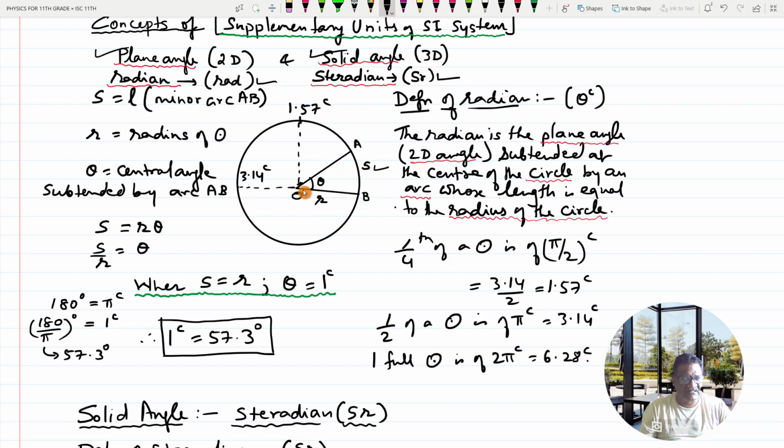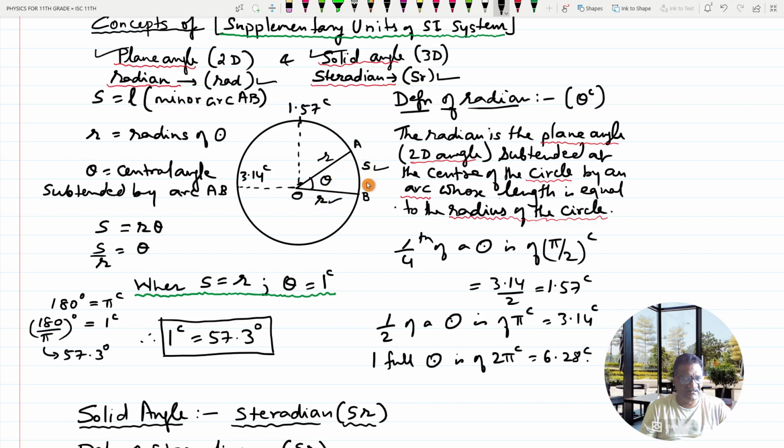The radius of this circle is nothing but OB, which you take as R. OA will also be R. And the angle subtended by this arc at the center is known as angle AOB, which I have taken as theta. This angle AOB, theta, is nothing but the angle subtended by this arc at the center, right?